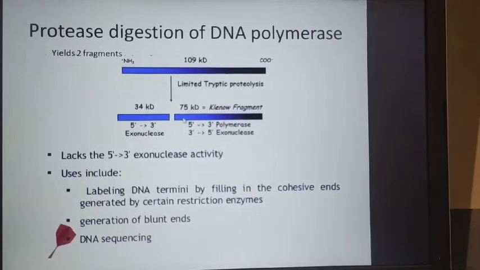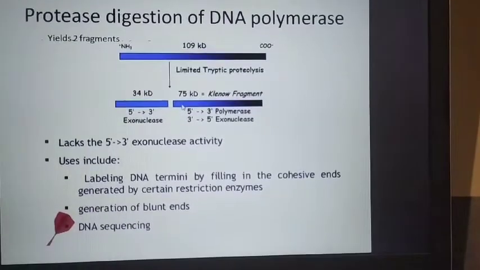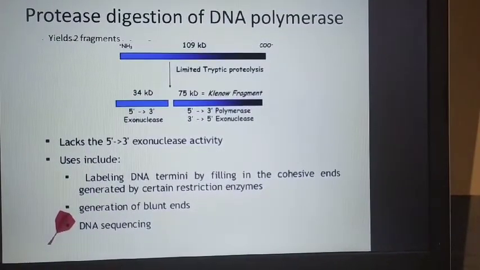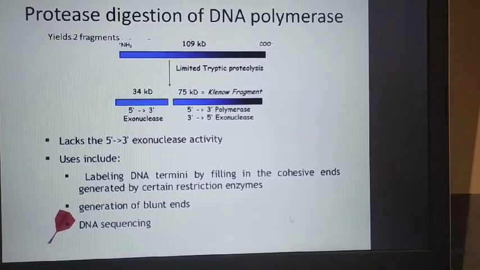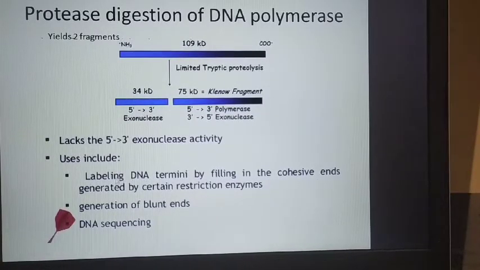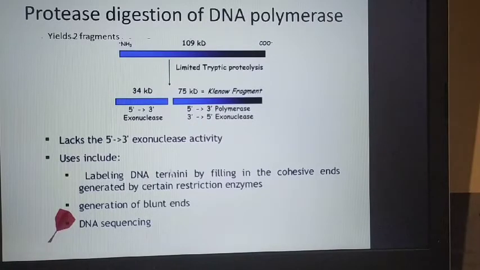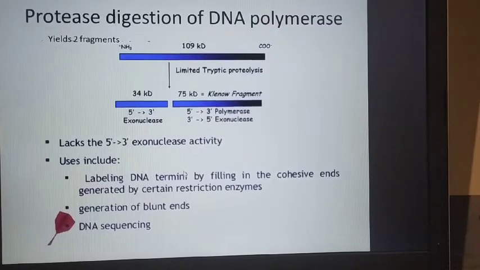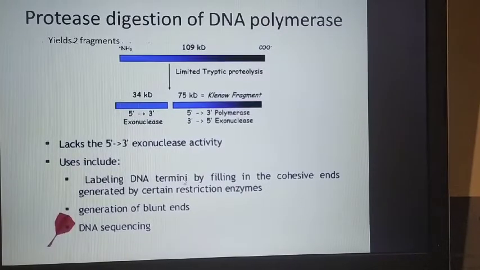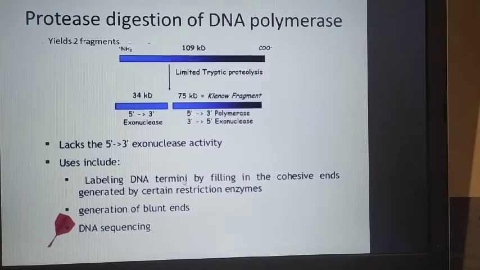So usually for recombinant DNA technology we do not use DNA polymerase as such, but we use it in the form of Klenow fragment. And what are the uses? It is used for labeling. Suppose you have a sticky ended DNA molecule, which is created by restriction enzyme cutting, and you want the DNA molecule to be labeled.